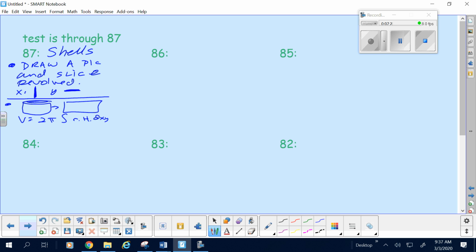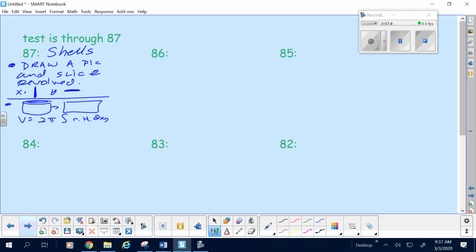Yes, sir? What's a shell versus disc? It all has to do with the picture. If, for example, say you looked at this graph, that is probably a parabola, and the region goes around the y-axis.